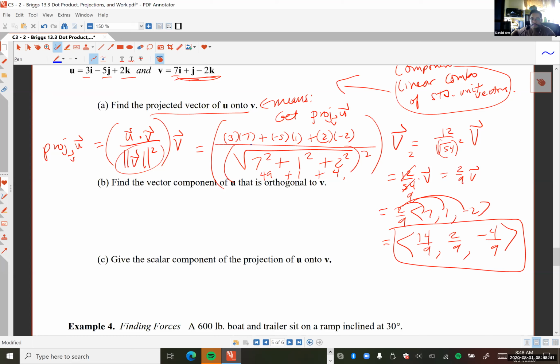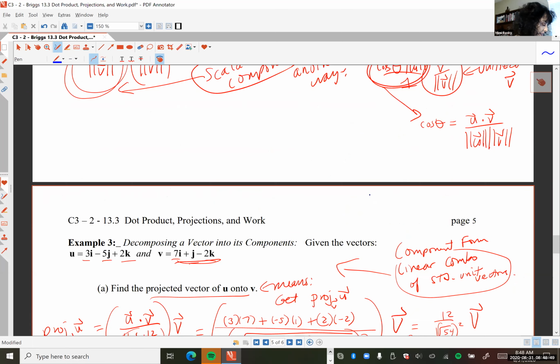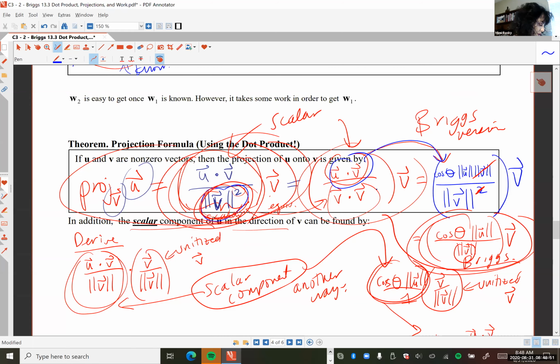In spades. Okay, cool. Now, part B, find the vector component of u that's orthogonal to v. What the heck are they asking me to do? Oh my goodness. They are asking in my picture.